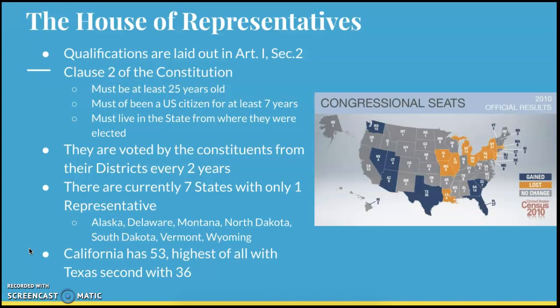There are currently only 7 states with only 1 representative: Alaska, Delaware, Montana, North Dakota, South Dakota, Vermont, and Wyoming. This is because of their low populations. California has the highest with 53, and the second highest is Texas with 36.